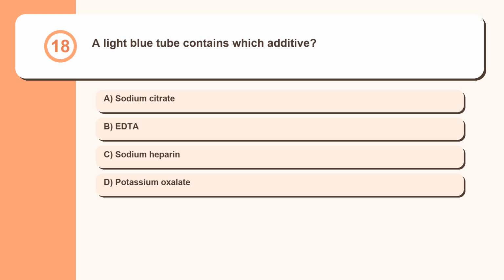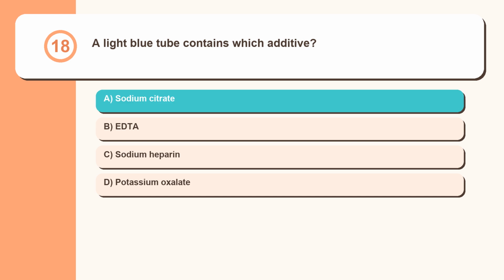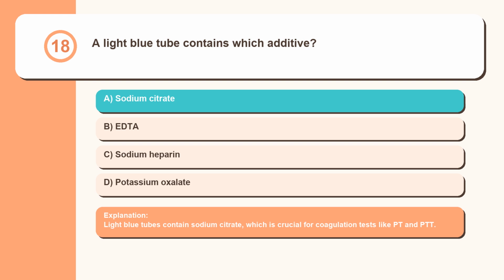Question 18. A light blue tube contains which additive? Sodium citrate, EDTA, sodium heparin, potassium oxalate. Light blue tubes contain sodium citrate, which is crucial for coagulation tests like PT and PTT.